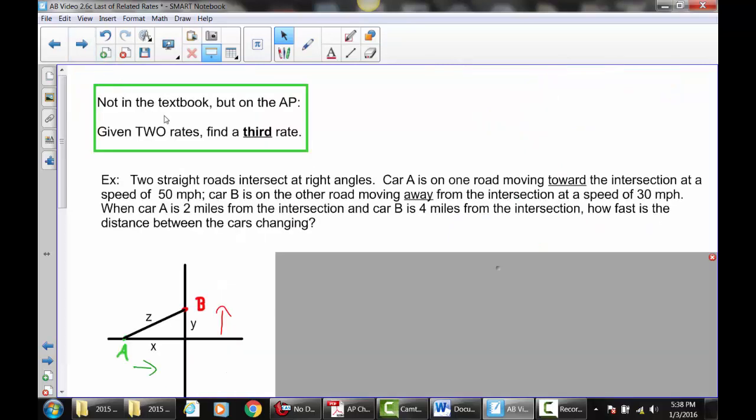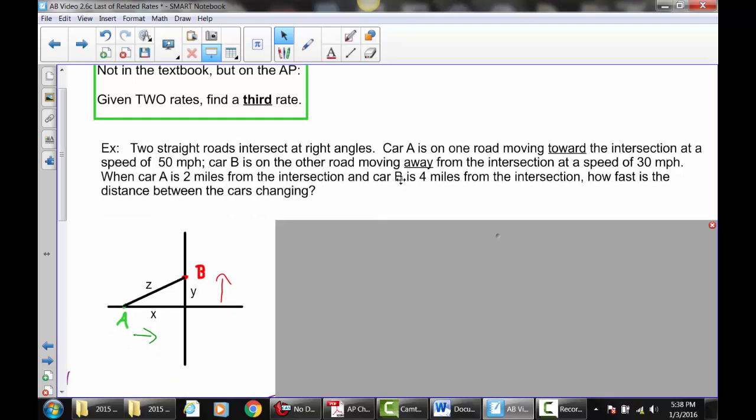Okay, I think there's one question in the textbook, and I think it's an even question, I'm not sure. But they don't have a lot where they give you 2 rates of change and ask you for a third one. So here's an example. 2 straight roads intersect at right angles. Car A is on one road moving toward the intersection at a speed of 50 miles per hour. So that's one rate of change. Car B is on the other road moving away from the intersection at the speed of 30 miles per hour. So that's a second given rate of change.